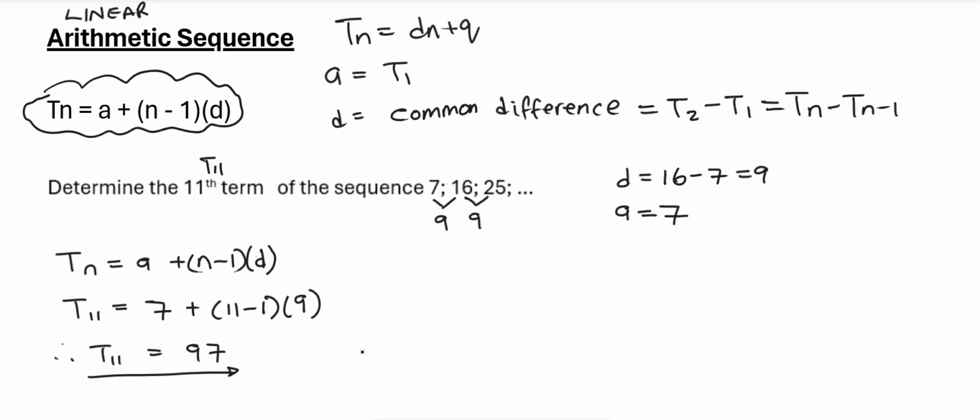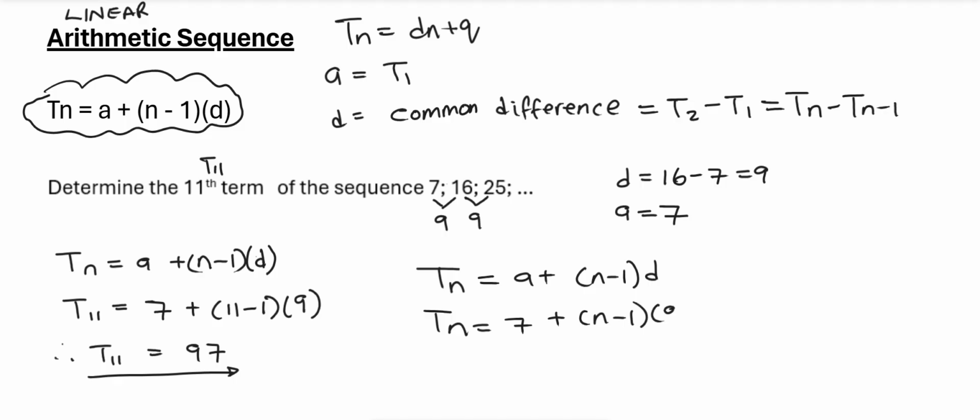Then some other learner would ask, okay, how do we find the general term for this one? We are going to do basically the same thing. For the general term, Tn = a + (n - 1) multiplied by d. Therefore for Tn, we just say 7 + (n - 1) multiplied by 9.